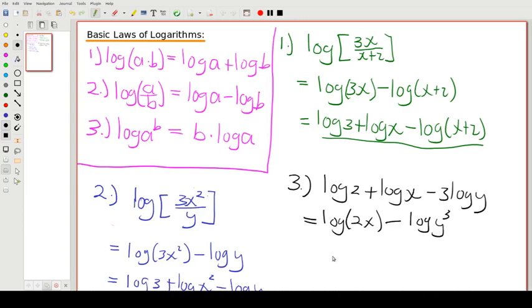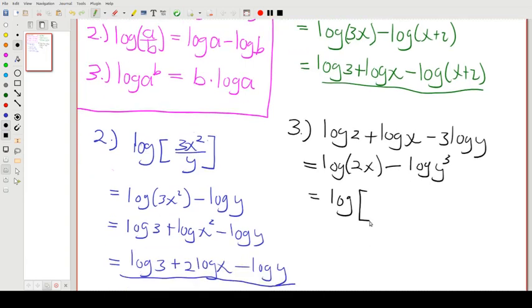Now we can go even a little bit further. We can say this is equal to log, and now we've got something minus something, so that means we'll be dividing. Rule number 2, working backwards from subtracting logs to log of something divided. So we'll have log of, the positive thing goes at the top, so that's 2x, and the thing that's being subtracted goes at the bottom, y cubed.